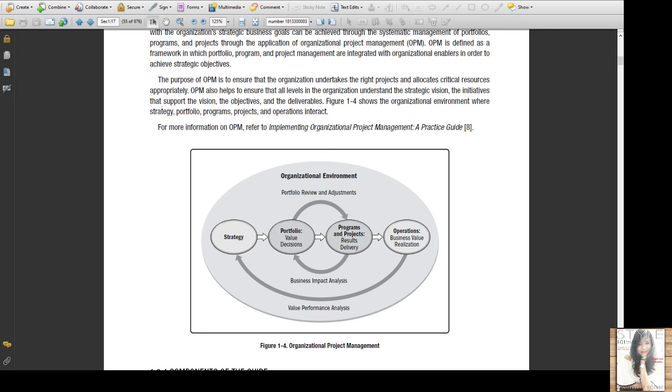1.2, components of the guide. There's a lot more. Components of the guide. So start with 1.2, components of the guide. Projects comprise several key components that, when effectively managed, result in their successful completion. This guide identifies and explains these components, and the various components interrelate to one another during the management of a project. The key components are described briefly in 1.3. These components are more fully explained in the sections that follow the table.